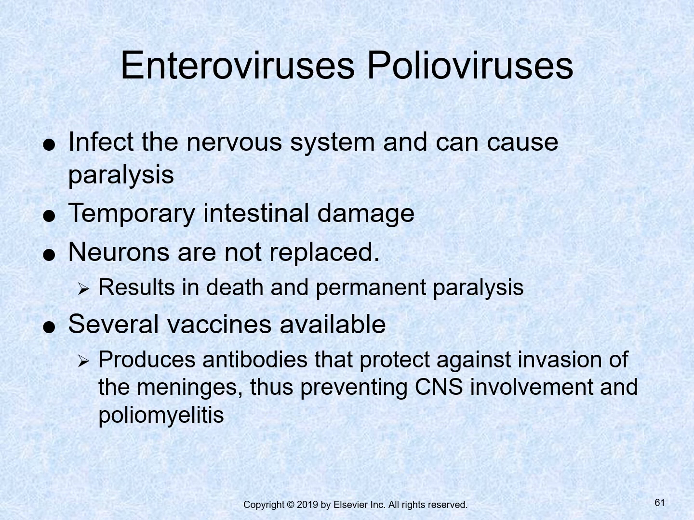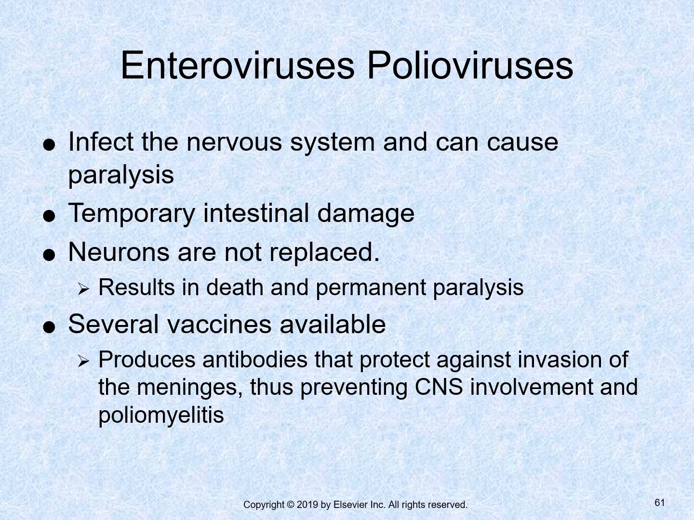Polioviruses fall within the genus Enterovirus. They infect the nervous system and can cause paralysis. They've also been known to cause temporary intestinal damage. Unlike the intestinal damage, once neurons are damaged, they are not replaced, so this results in death and permanent paralysis.